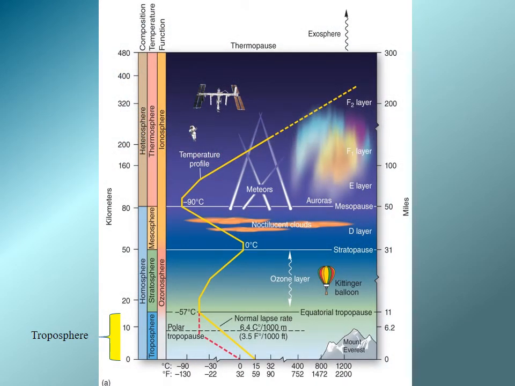Going back to this diagram, you see that with this yellow line, it's showing you that temperatures normally decrease with height, up to about 11 miles.